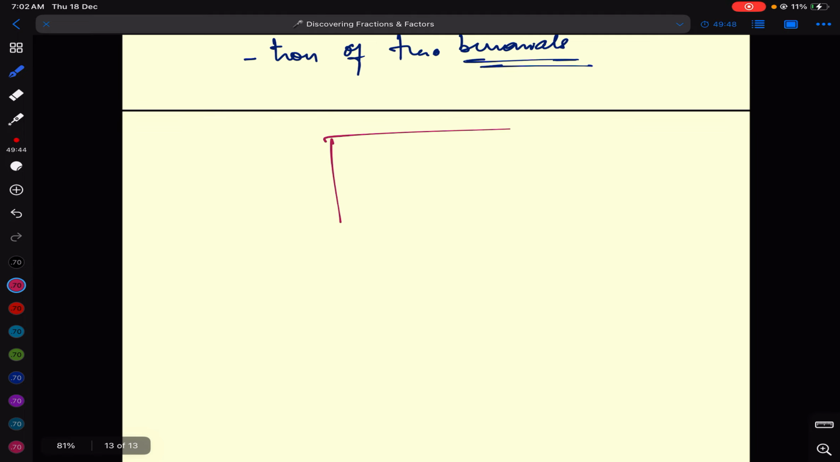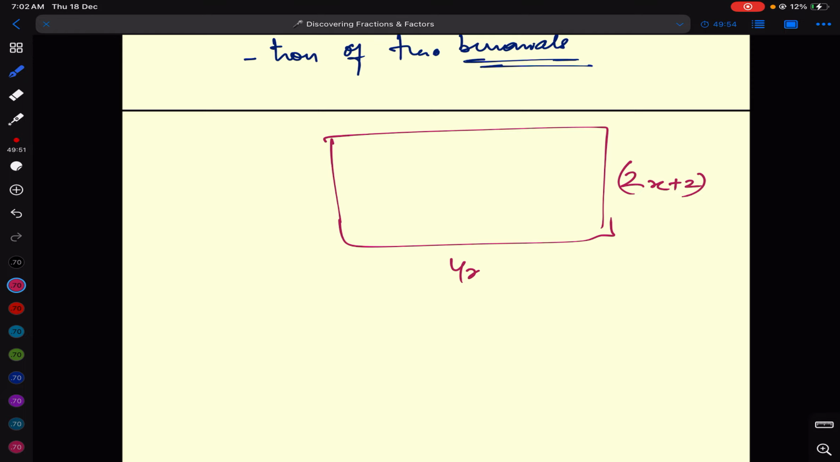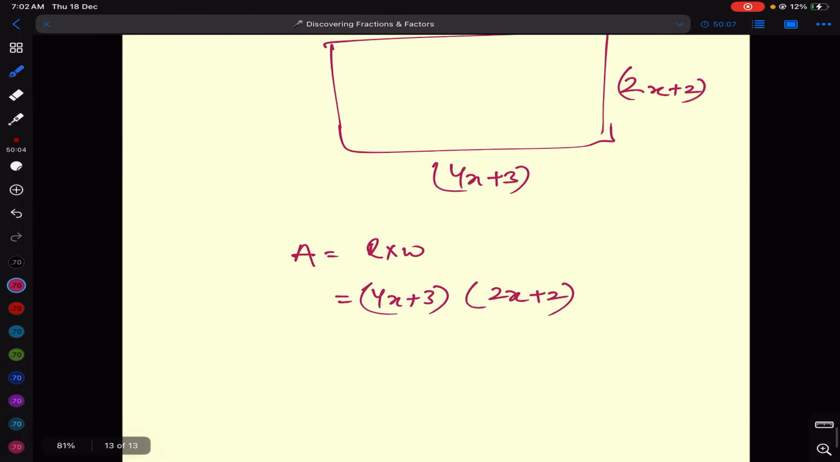So the explanation would be, let's take a rectangle wherein the width is 2x plus 2, it's a binomial, and the length is 4x plus 3, this is also a binomial, right? Now we know that the area is equal to length times width. What is length here? 4x plus 3. What is width here? 2x plus 2, right? Correct. Now here we have two binomials and multiplication. So how do we do that?